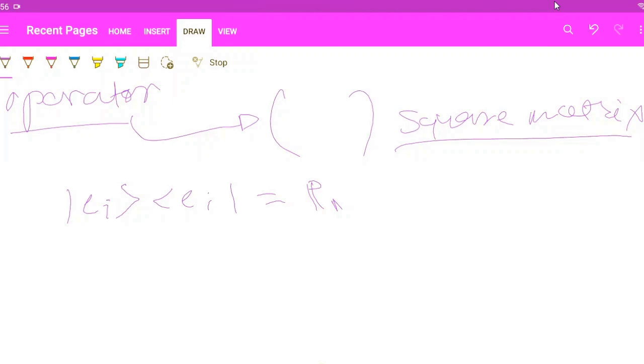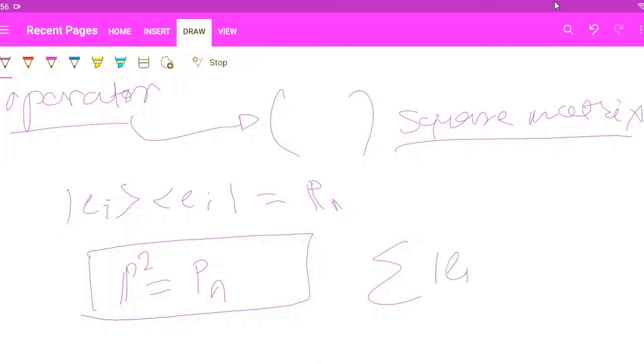And if I do this projection operation one more time, it will again give me the same projection of the vector. Suppose I have a vector A and I find the x component, and then again I find the x component of that. Will it give me the same thing? Yes, it will give me the same thing. So the property of the projection operator is that P squared is equal to P. And if I take the summation over i of |ei><ei|, this is known as the unitary operator.